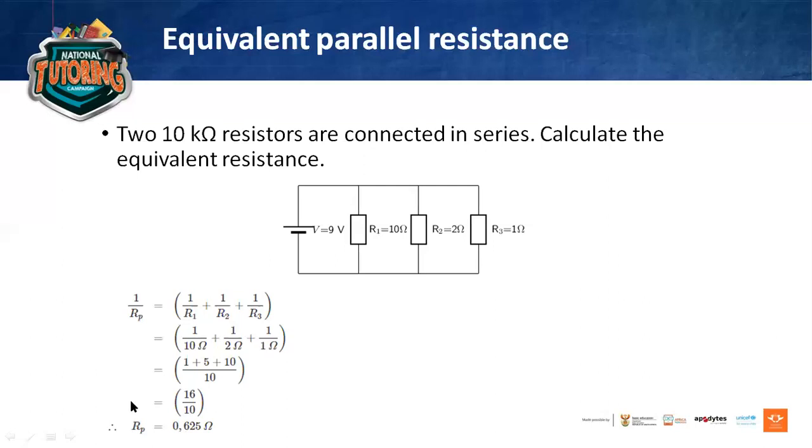You'll be able to see that the answer 1 over RP is not the same as RP here. So what do you do thereafter? You're just going to swap them around. Basically, you're trying to make RP the subject of the formula. So you're going to swap this. You're going to say 10 divided by 16. That's going to give you the final answer for your R parallel. I don't know if you guys understand. If you're getting stuck, just let me know and I'll re-explain it again.